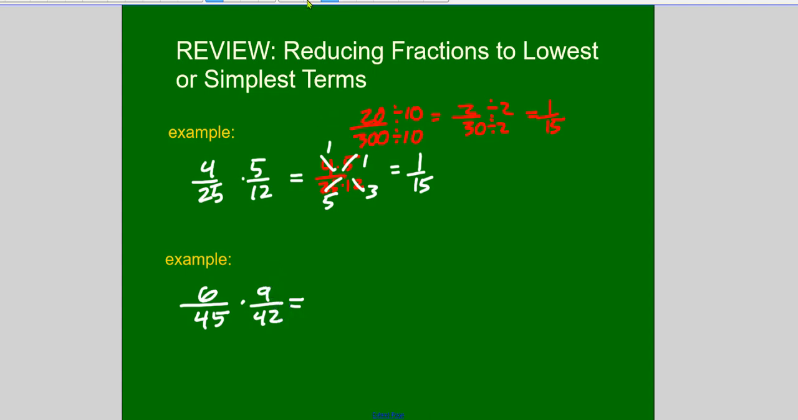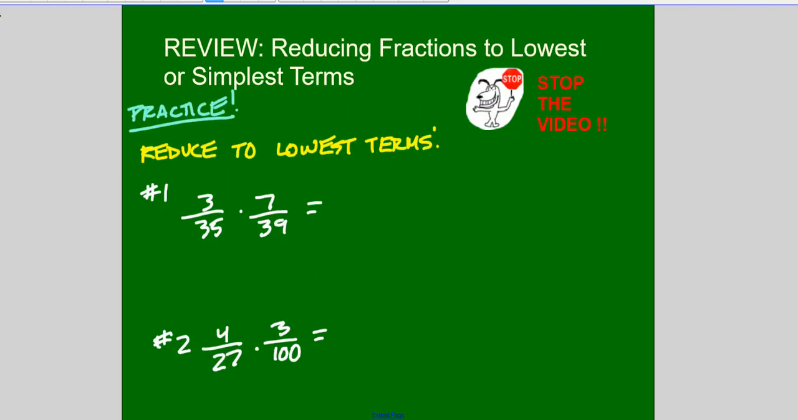Now the second example, I really don't feel like multiplying out unless I absolutely had to, and I don't have to. With 9/45, I could divide 9 into 9, which goes once, and 9 goes into 45 5 times. Then with 6/42, 6 goes into 6 once, 6 goes into 42 7 times, so this ends up reducing to 1/35. To me that's a lot nicer than going 6 times 9 is 54, and then whatever 45 times 42 is, which I don't know off the top of my head. So let's have you do a practice on this. Stop the video and reduce these two fractions that are multiplied to lowest terms, the answer or the product.